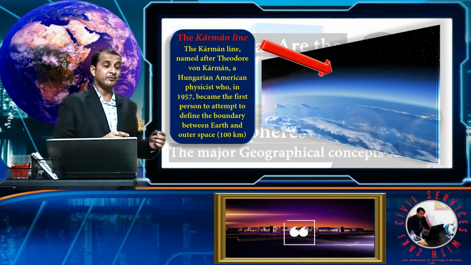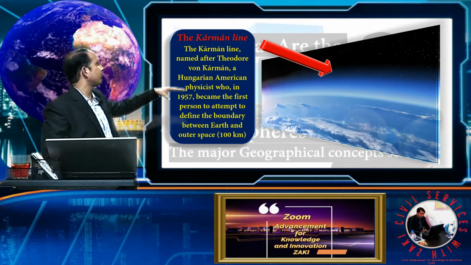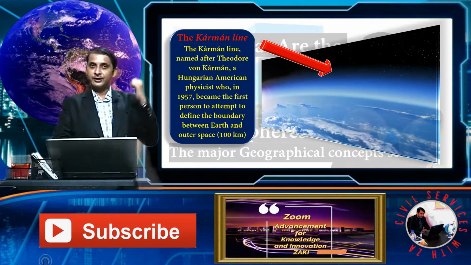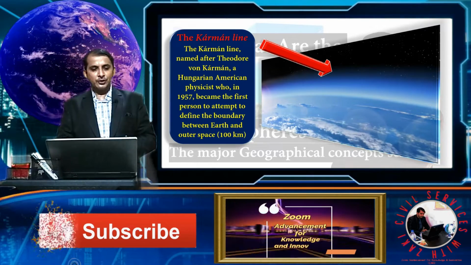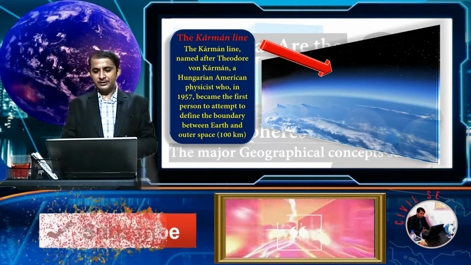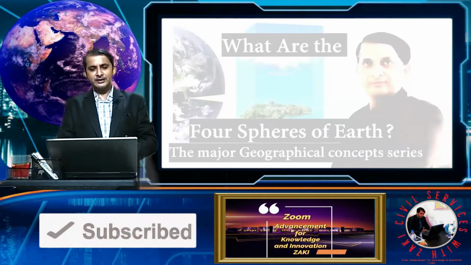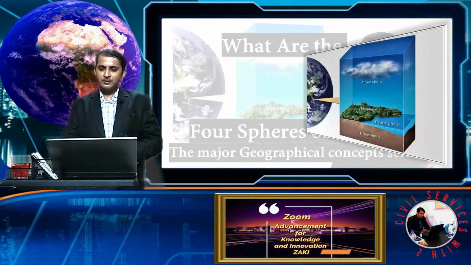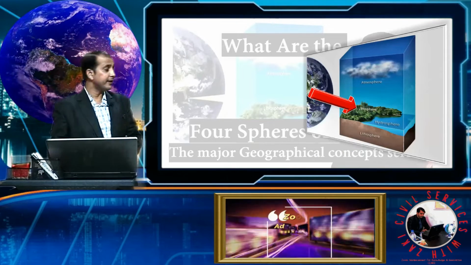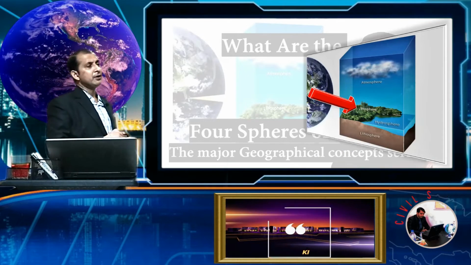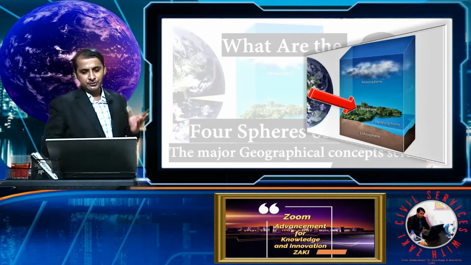And it is approximately from Earth's bottom to 100 kilometers above in the atmosphere. So this is called the Karman Line. So we move forward and see another sphere. Another sphere is called the Biosphere. See here, it is called the Biosphere. So what is the Biosphere?